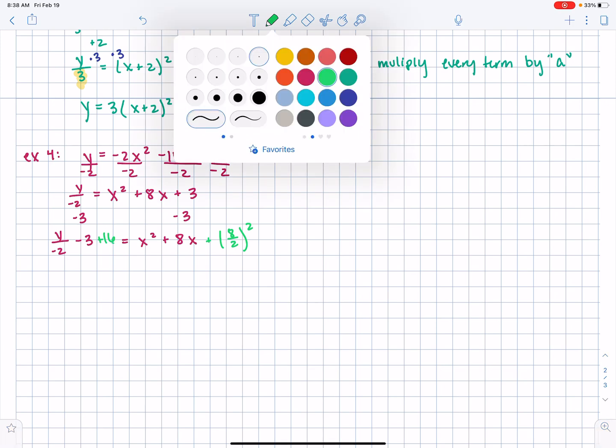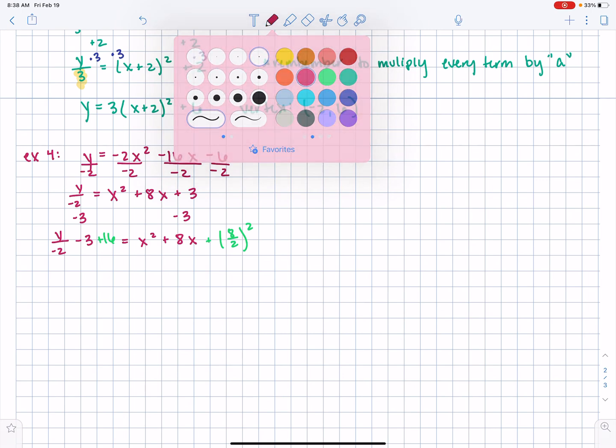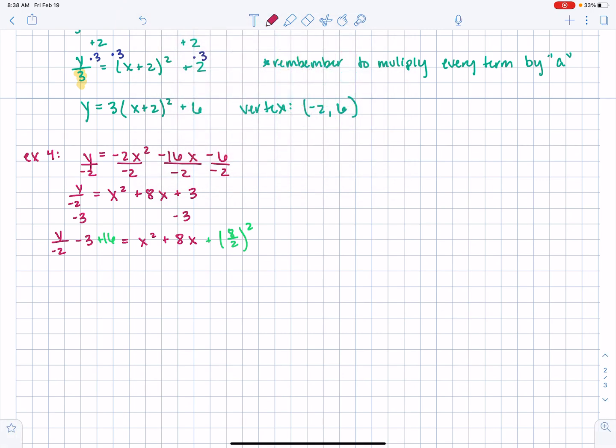You'll notice I usually like to write the number on the side that I'm combining like terms, because it doesn't really matter on my factoring one, because when I factor, so this is now plus 13, when I factor this, it just turns into x plus half of b squared. Subtract 13, so we get y over -2 is equal to x plus 4 squared minus 13.